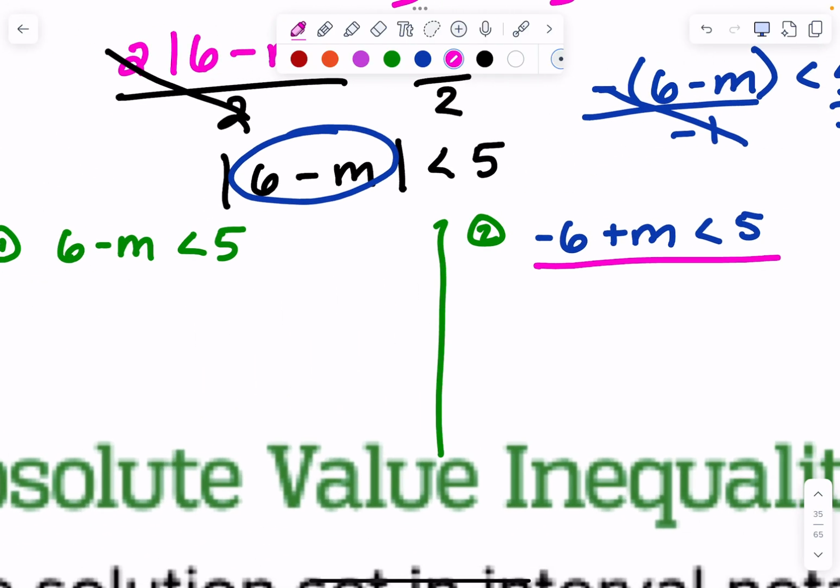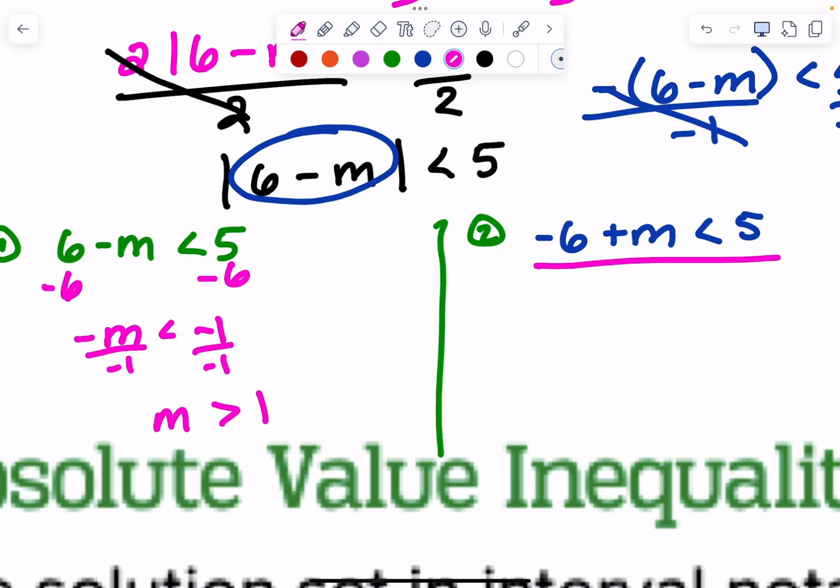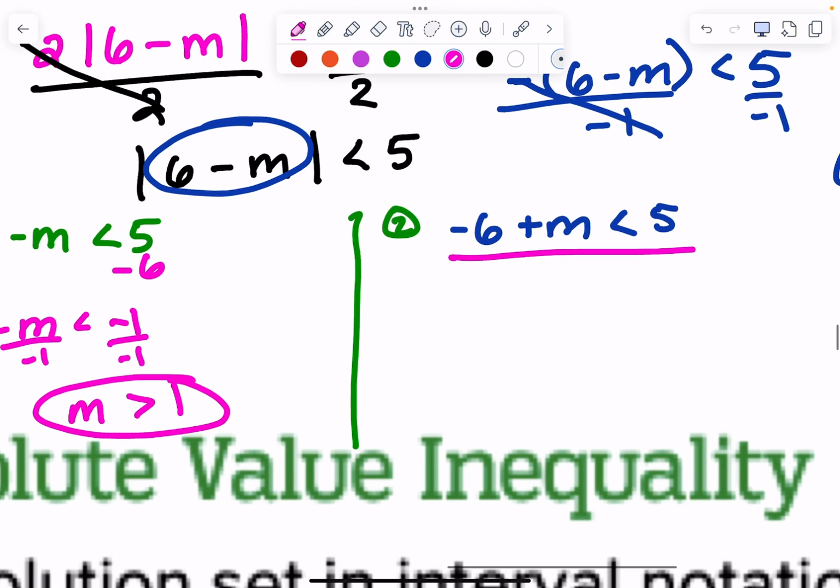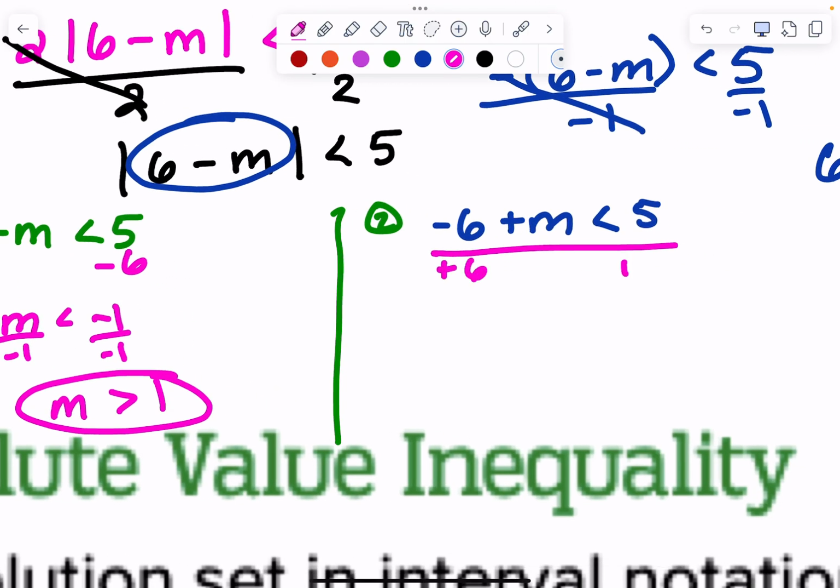Got it? Okay, so I'm going to subtract my 6 over here. -m is less than -1, and if I divide by -1, m is going to be greater than +1. I flip my sign, right? M is greater than 1. There's that. Okay, now this one I'm just adding the 6. So m is less than 11.